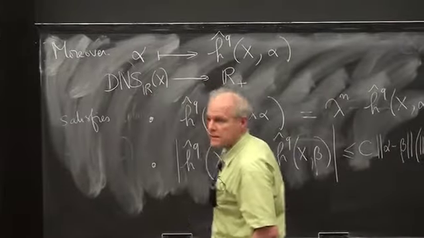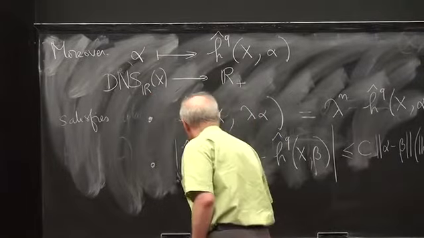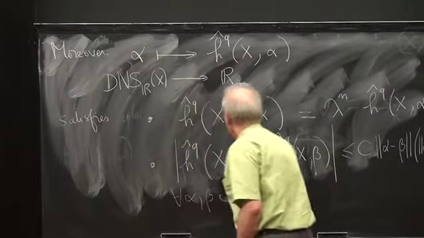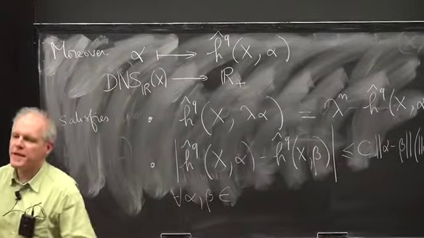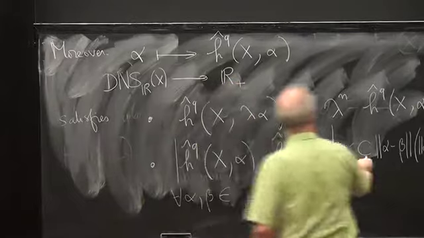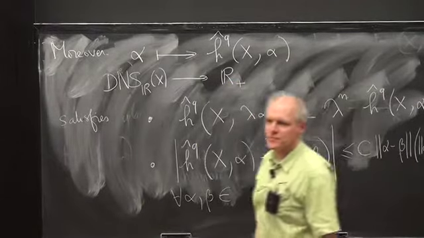Here alpha and beta are in the cohomology. What does this norm mean? You are on a finite dimensional vector space, so you pick any norm, and then of course the constant will depend on the choice of the norm. That is a constant.